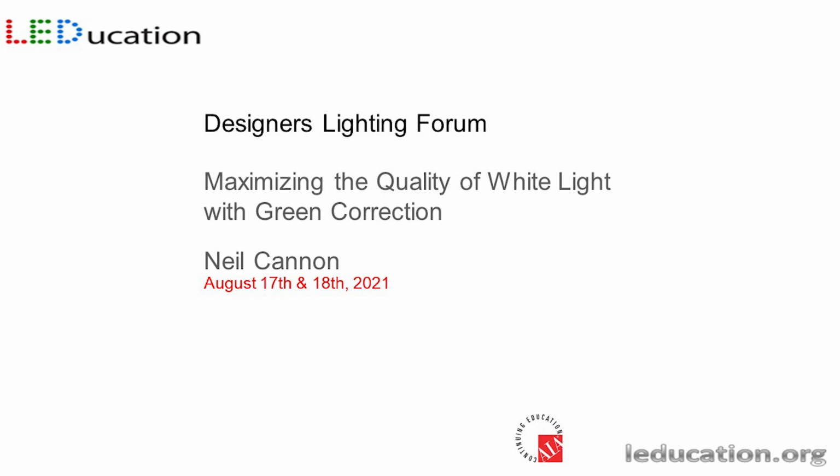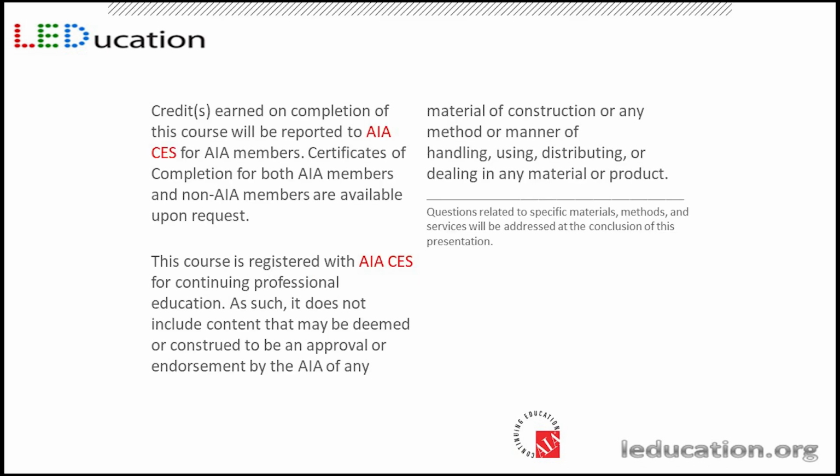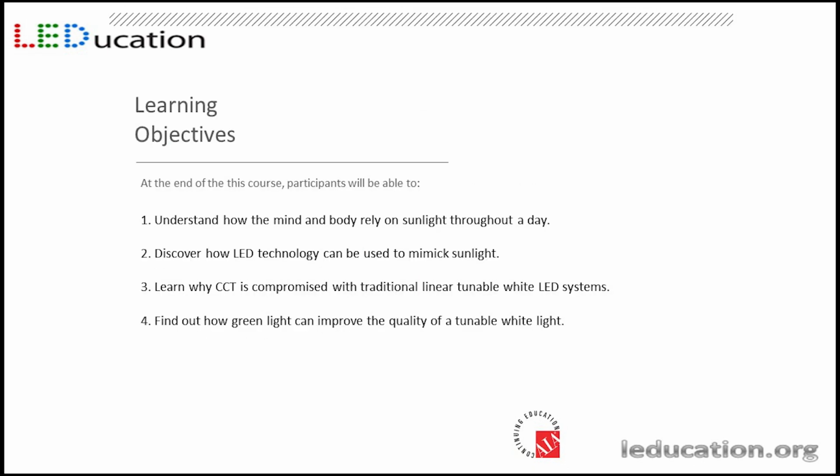Hello, today we'll be taking a look at maximizing the quality of white light with green correction. In this presentation, we'll be talking about using green correction to create high quality light with adjustable color temperature. To more fully understand one application of where this kind of correction is desirable, we'll be talking about circadian rhythm.